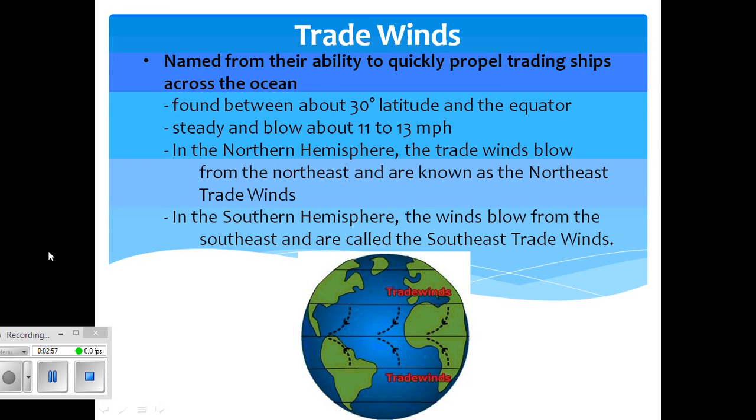Trade winds are named from their ability to quickly propel trading ships across the ocean. They are found between about 30 degrees latitude and the equator. They blow at a steady speed of 11 to 13 miles per hour. In the northern hemisphere, the trade winds blow from the northeast and are known as the northeast trade winds. In the southern hemisphere, the winds blow from the southeast and are called the southeast trade winds.